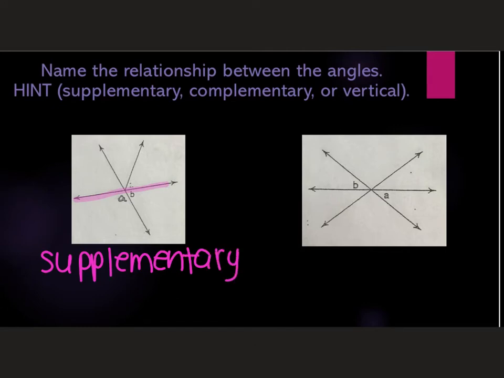And then next we have two angles that are directly across from each other. So there's two intersecting lines and my A and B are right across from each other. So these are vertical angles.